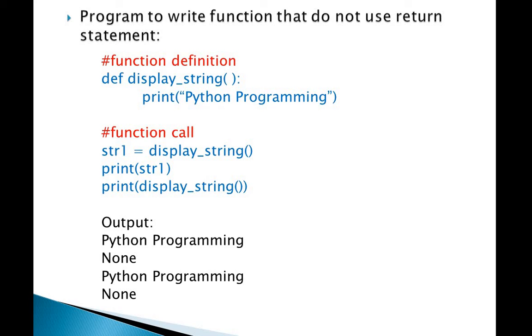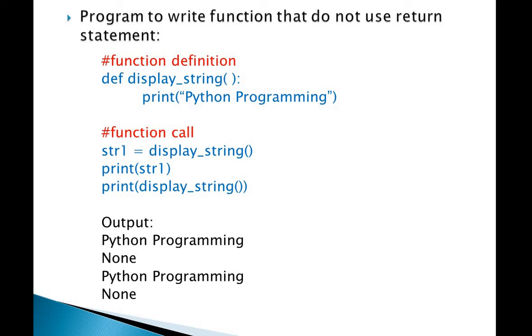In order to execute this function, we need to call it. We make a call to this function, and its return value is captured in str1 variable. We print this str1 variable. Again, we call display string function inside print. In this program, there are two calls for the same function.